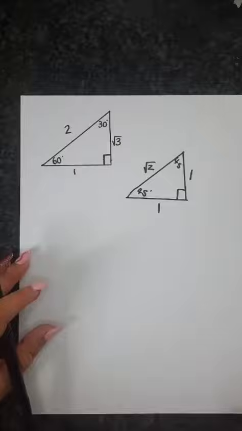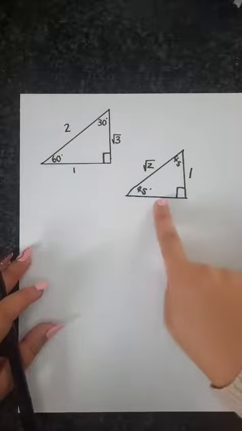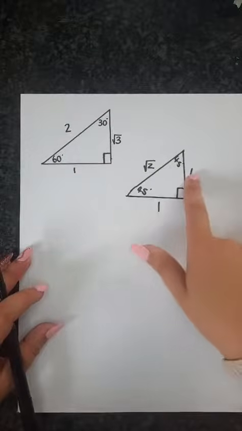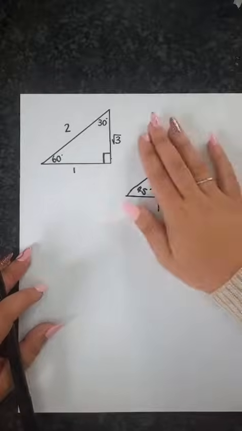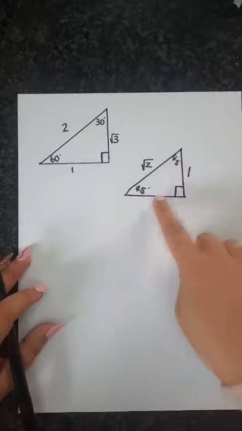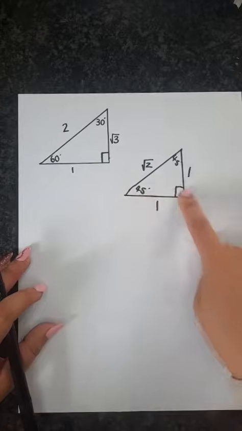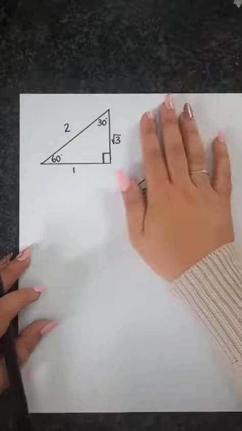I just remember that opposite the 45s, I have 1. And my hypotenuse for this triangle is square root 2. So I just remember it off by heart. Opposite the 45, my length is 1. That's my first special triangle.